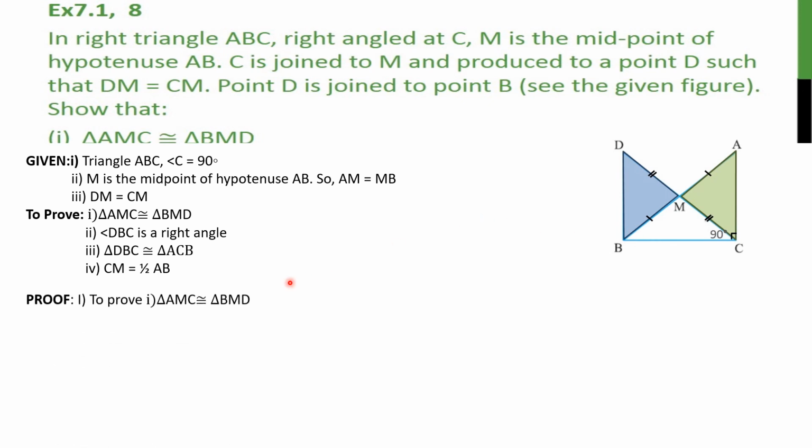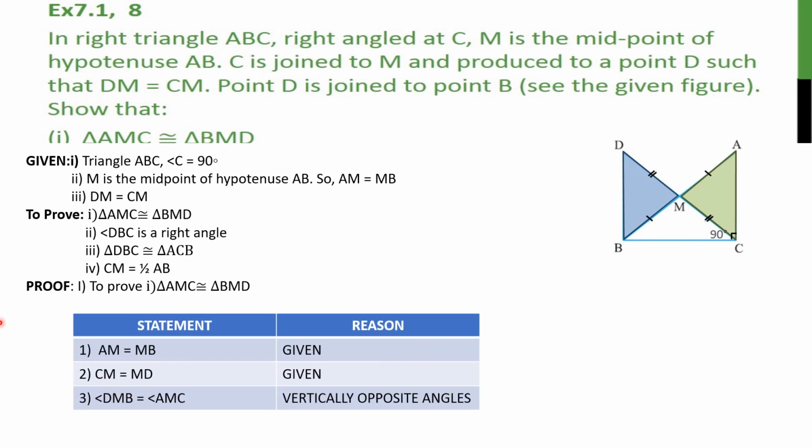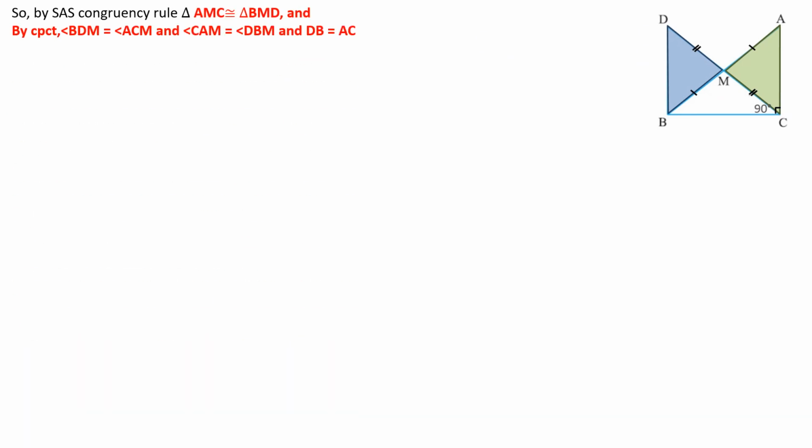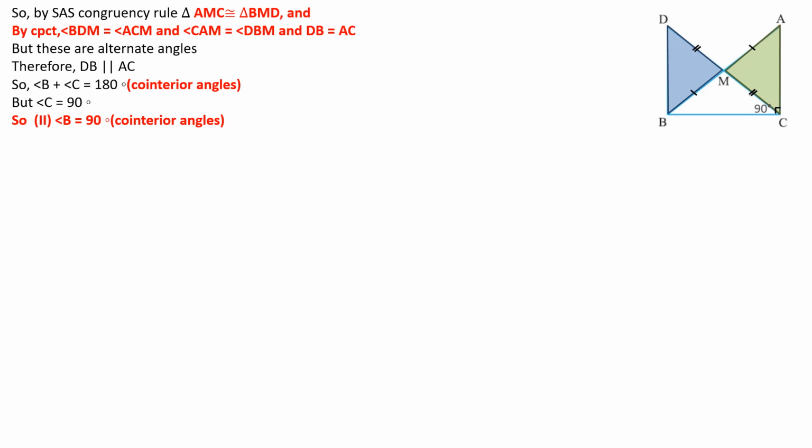So I have written all this in different statements. For proving this, three conditions are needed. So you write the three conditions, and by the SAS congruency rule you have proved that those two triangles are congruent, and by CPCT you have proved that DB is equal to AC. So co-interior angles add up to 180 when the lines are parallel, and you have proved that angle B is also equal to 90 degrees.